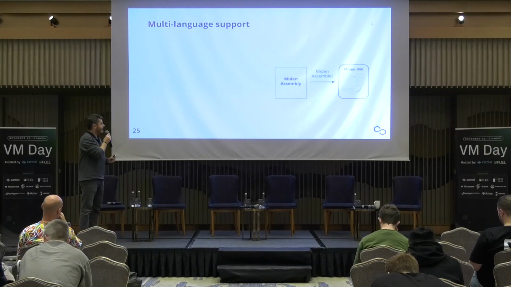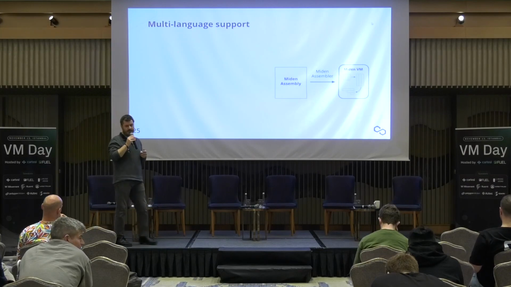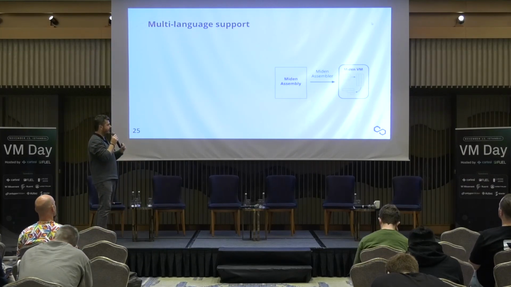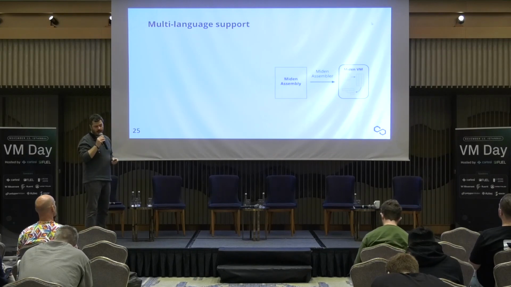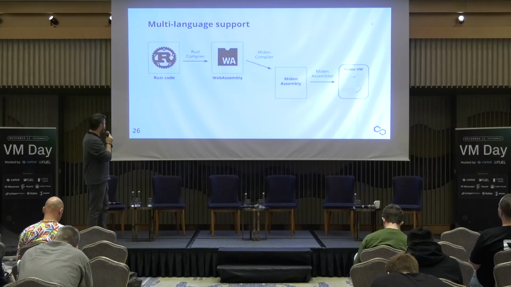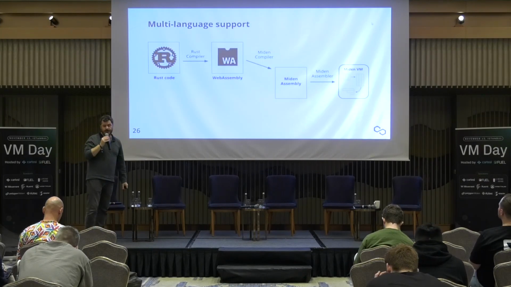So we want to have Maiden VM support many different languages. The way we've designed this is that we have Maiden assembly, and there is a Maiden assembler that compiles Maiden assembly to the code that gets executed in the VM. Maiden assembly is not pretty to write in, it's not nice, and we don't want people to do it. So we're building a toolchain. For example, right now we're building the compilation from Rust.